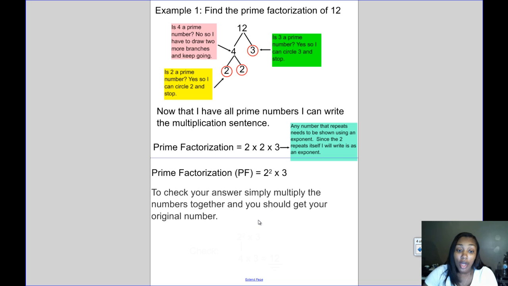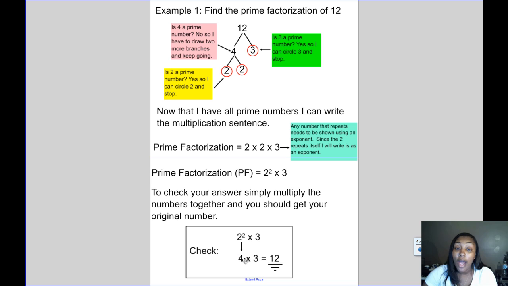Now to check your answer, you're going to simply multiply the numbers together and you should get your original number. So if we were to actually check this, well, we know 2 to the second power is 4, and 4 times 3 equals 12, and our original number is 12. So that lets us know that we actually found the correct prime factorization. So in order to find the prime factorization of a number, you do have to complete what's called a factor tree.